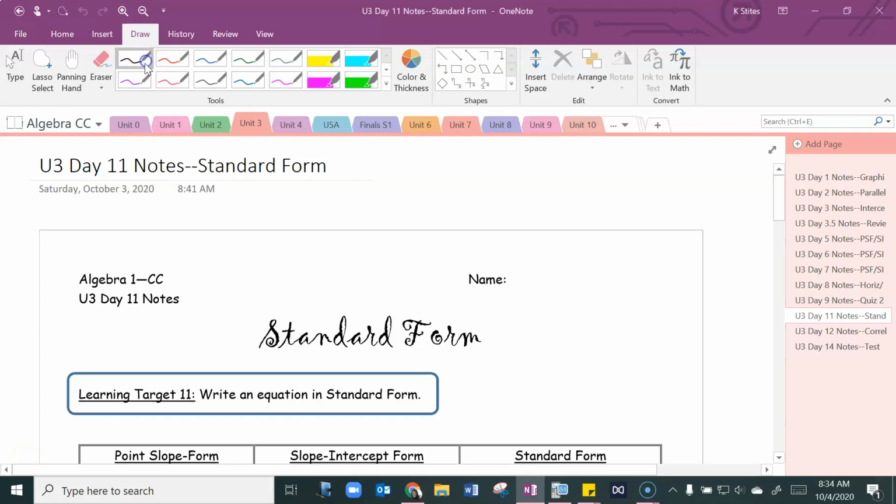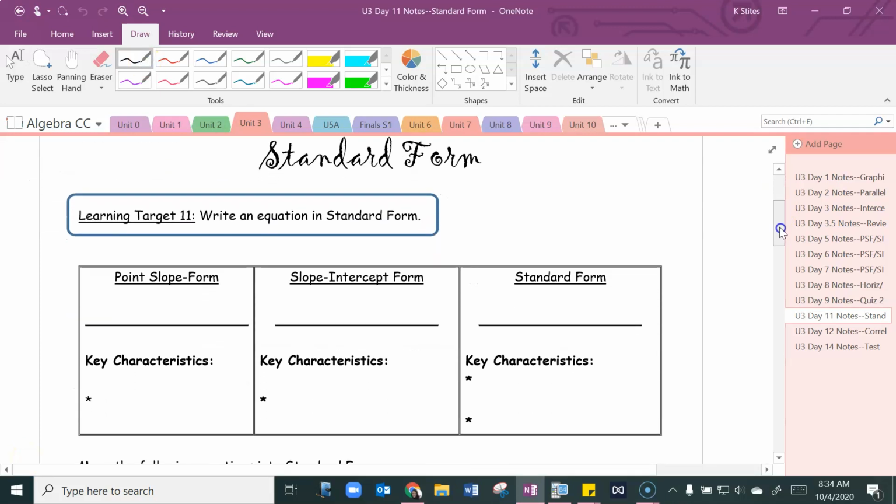Hello Algebra 1. Today we are introducing standard form. So standard form is a third form, different than point-slope and slope-intercept. Let's review the forms that we already know, and then we'll introduce our new standard form.